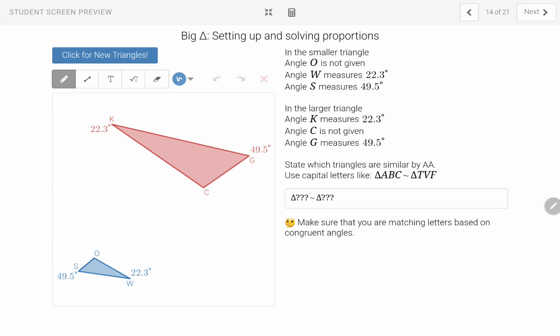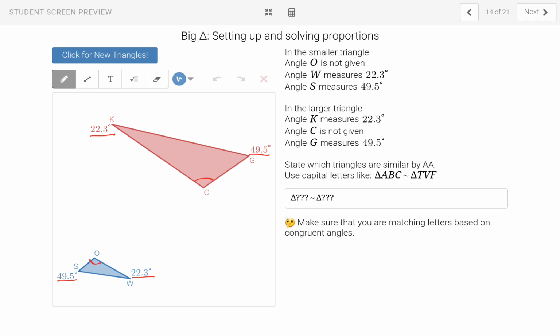All right, and we really don't have to do much work here because if we know two of the angles, then we can assume the third angle is it. So what I'm trying to say is, if we can do 22.3 and 49.5, and you can match it to 22.3 and 49.5 in the other triangle, we can assume, because triangles add to 180, that these third angles are going to be congruent.